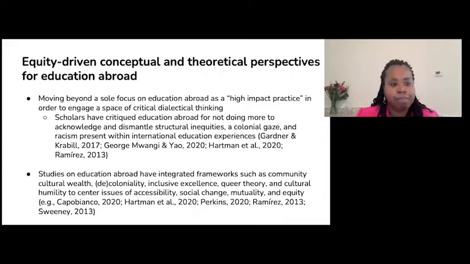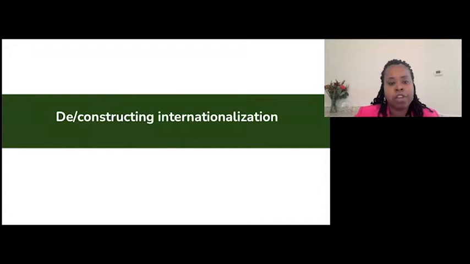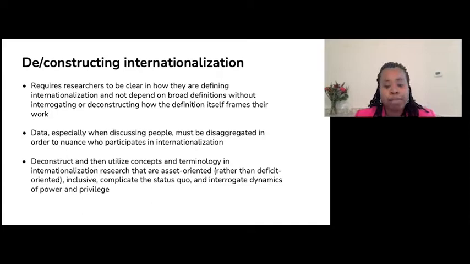The final lens focuses on constructing and deconstructing internationalization. The language used in internationalization research and the meaning ascribed to that language, whether explicitly stated or implicitly assumed, has power to shape how internationalization is understood and enacted in practice, policy, and future research. We encourage researchers and practitioners to move beyond implicit assumptions of internationalization and engage greater nuance in how it's constructed in research towards the goal of equity-driven scholarship and practice.